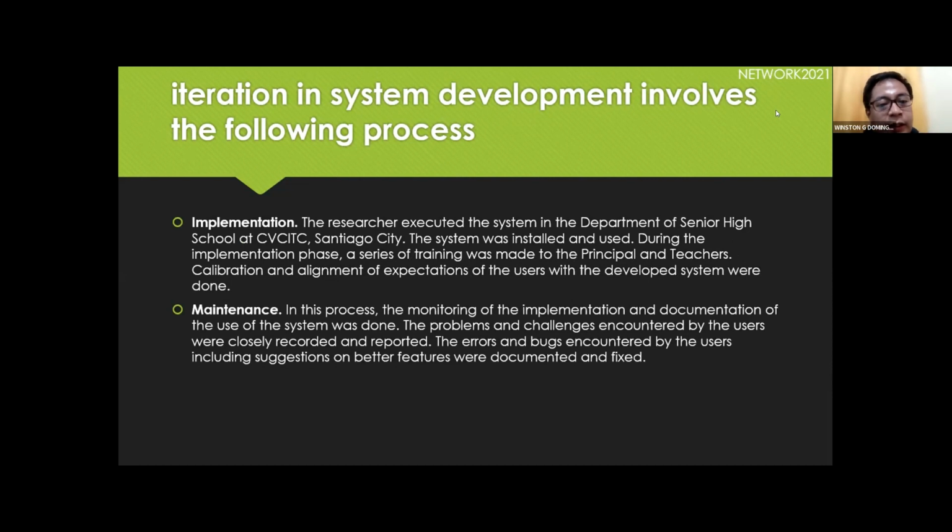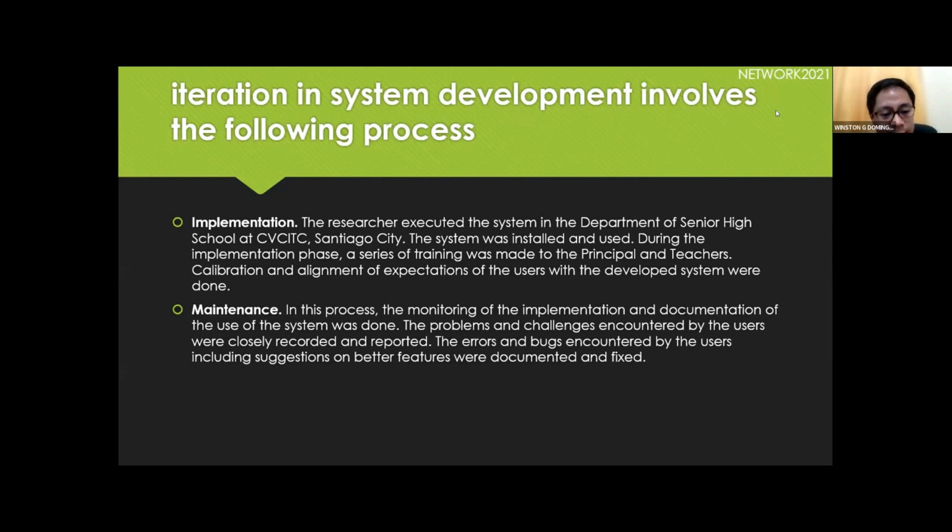In the implementation, the researcher executed the system in the senior high school department at CVSITC, Santiago City, Philippines. The system was installed and used. During the implementation phase, a series of trainings was conducted for the principal and teachers. Calibration and alignment of the users' expectations were developed.